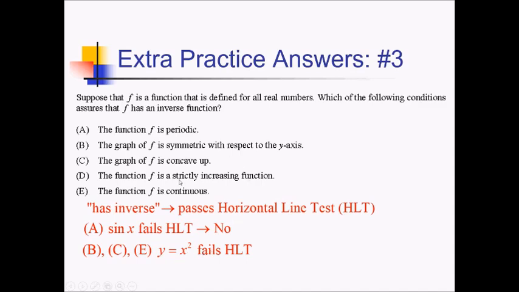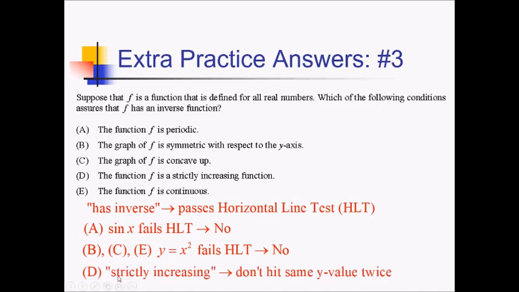So that leaves us with choice D. By process of elimination, it has to be the answer. But why does this guarantee that we have an inverse? Well, choices B, C, and E were no's, but now strictly increasing for choice D, that basically means you're not going to hit the same y value twice. If you are just going up and up and up forever without pause, that means you never come back down and hit the same y value again. So this will guarantee that we have an inverse. It'll guarantee we pass the horizontal line test. So then choice D is what we're looking for.